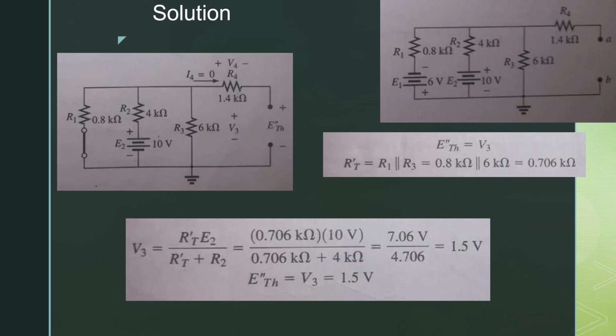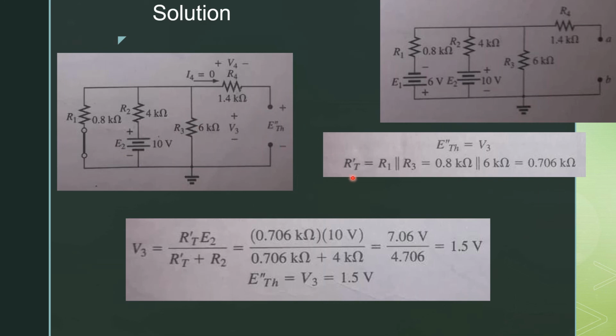Now consider the E2 source and set E1 as 0 with a short circuit. So when we see the circuit, we have to find the value of E Thevenin double prime at this point. Now the same is the case here. R4 is considered to be 0 because no current is flowing into this resistor due to that open circuit. So E Thevenin is basically equal to V3 because V3 is parallel to E Thevenin.